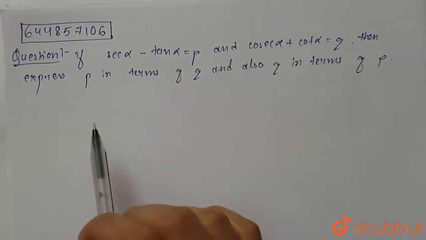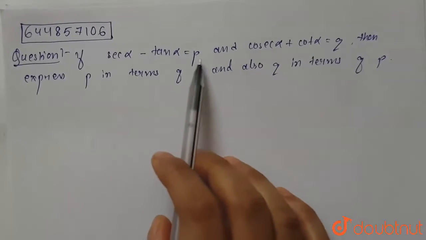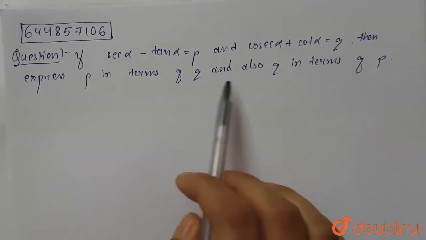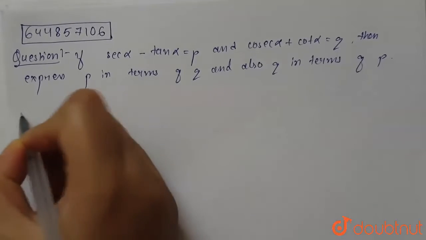Hello everyone. So today our question is, if sec alpha minus tan alpha equals p and cosec alpha plus cot alpha equals q, then express p in terms of q and also q in terms of p. So let's start with the solution.